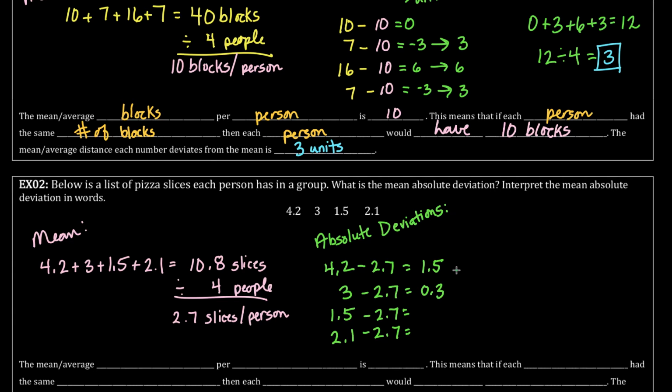1.5 minus 2.7 is negative 1.2. The absolute difference, though, is positive 1.2. And 2.1 minus 2.7 is negative 0.6. But the absolute deviation would be positive 0.6. Now let's find the mean of my absolute deviations.